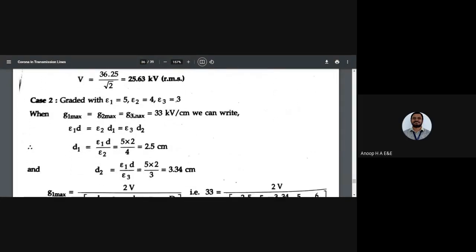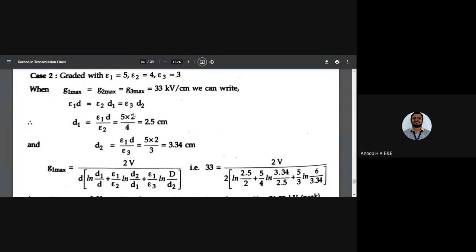Okay, so Kusuma, will you get the same answer? Yes, sir. So the ungraded cable will have a peak value of 36.25. That is a peak value. So what would be the RMS value? Kilovolt. Yeah, 25.63 kilovolt will be the RMS value.